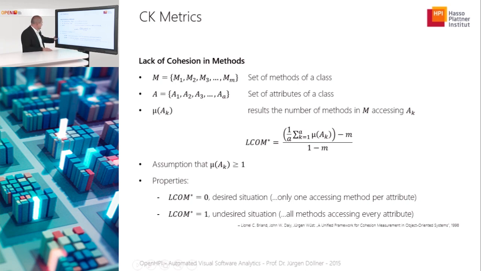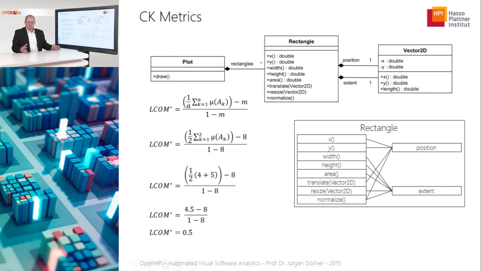To illustrate this further, let's have a look at a concrete example. We have 3 classes, but in this example we investigate the LCOM metric value for the rectangle class. The rectangle class defines 8 methods, and it has 2 attributes, position and extent, expressed by 2 objects of type Vector2D.